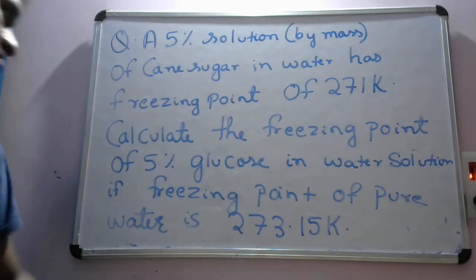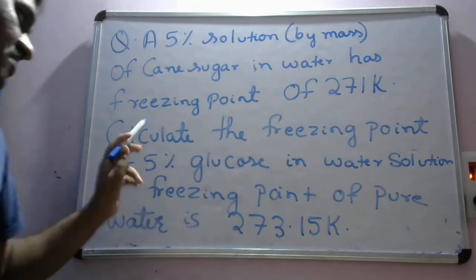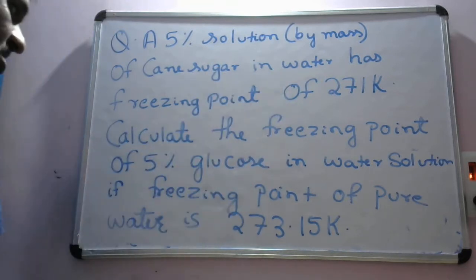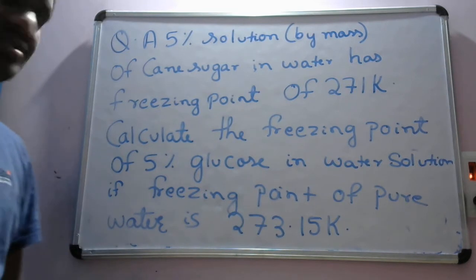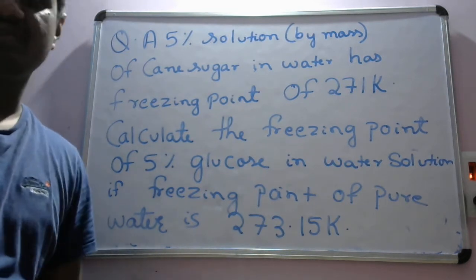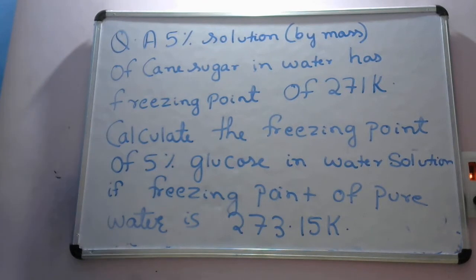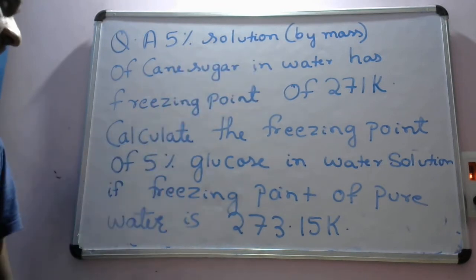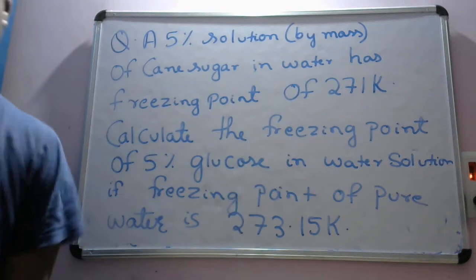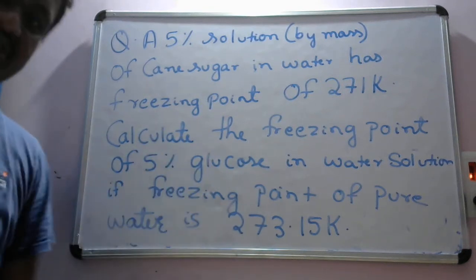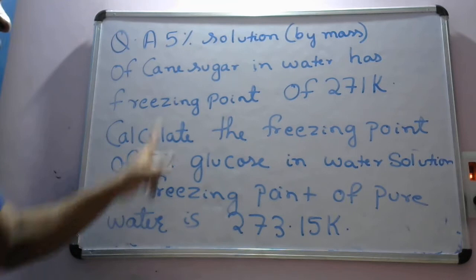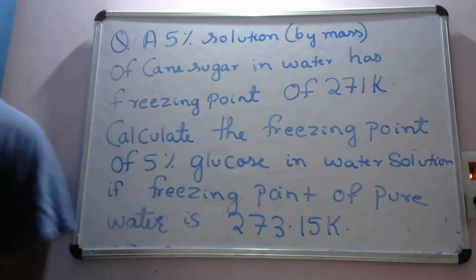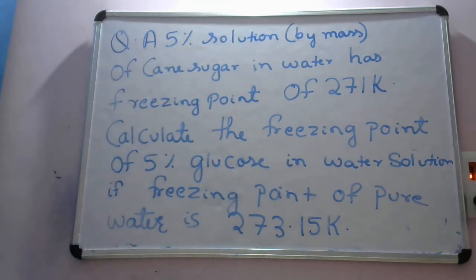Now it is being asked to calculate the freezing point of 5% glucose in water solution if the freezing point of pure water is 273.15 Kelvin. So if we observe this question, there are two types of solutions mentioned here. One is your cane sugar in water solution, another one is glucose in water solution, and both their concentrations have been given, that is 5% mass by mass, and both the concentration is same.